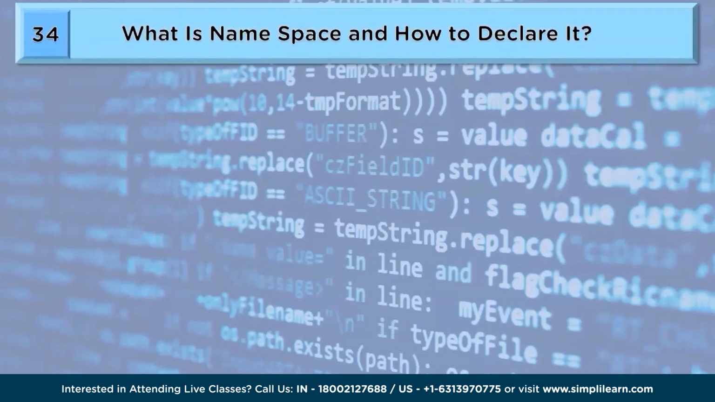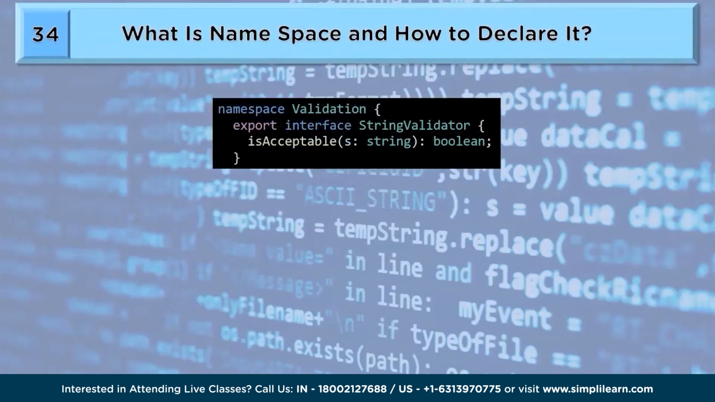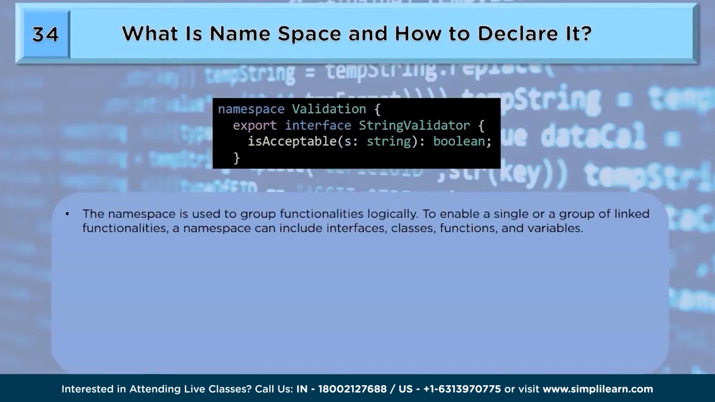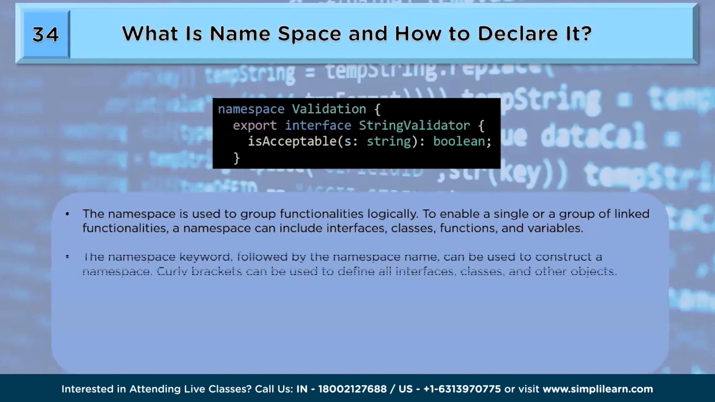What is a namespace and how to declare it? The namespace is used to group functionalities logically, to enable a single functionality or a group of linked functionalities. A namespace can include interfaces, classes, functions, and variables. The namespace keyword followed by the namespace name can be used to construct a namespace. Curly brackets can be used to define all interfaces, classes, and other objects. Below is the syntax for namespace.